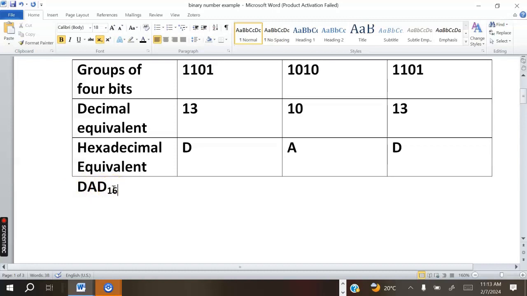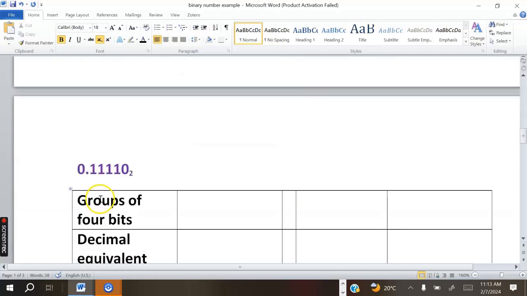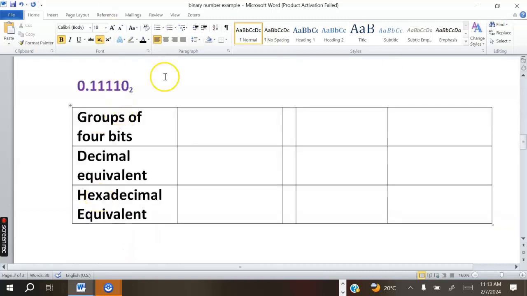And don't forget that whenever you are writing your answer in hexadecimal form, you must include the base 16, because that's now the value for it. Okay, let's move to the next part. The next example, we have this one.